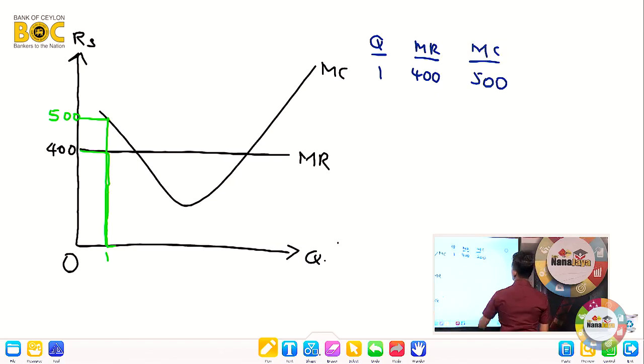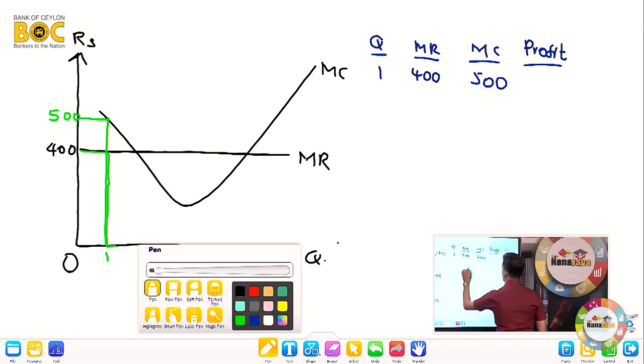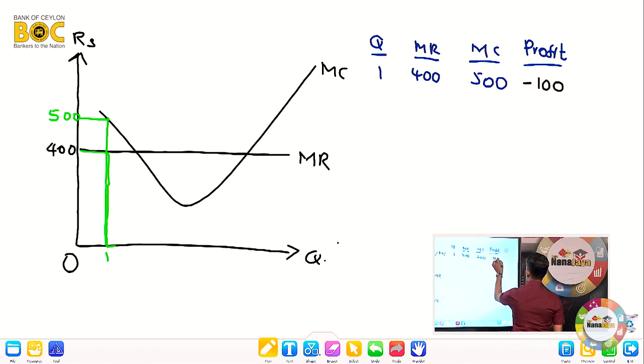Right? So, if they produce the first unit, in order to produce it, we have to incur a cost of 500, whereas the revenue gain from that unit is rupees 400. So, therefore, there is a profit, actually not a profit, but there is a loss of rupees 100 from the first unit. The firm will have to incur a loss of 100 rupees by producing the first unit. The cost incurred to produce the first unit is rupees 500. The revenue gained from the first unit is rupees 400. Therefore, there is a loss of rupees 100 from the first unit.